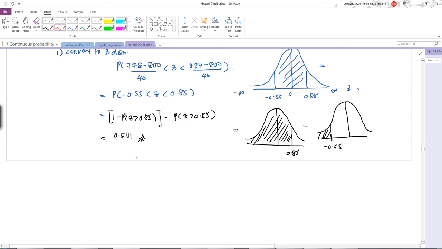So if you want to find it using a calculator, it is just to confirm whether your result is correct or not. So Q, this is the middle part, Q negative 0.55 plus Q 0.85. So you will get 0.51118. Right?